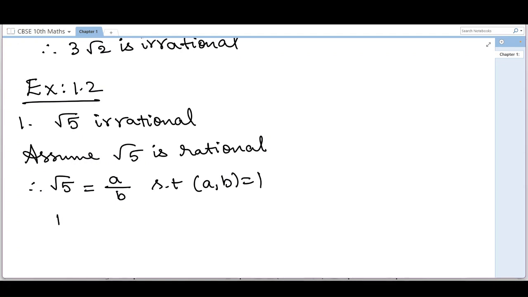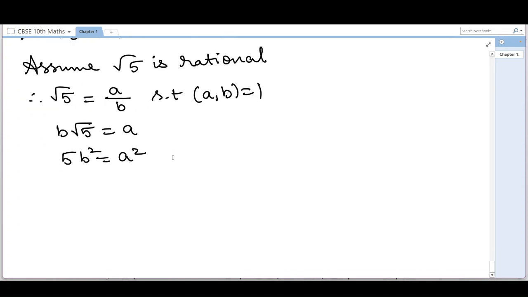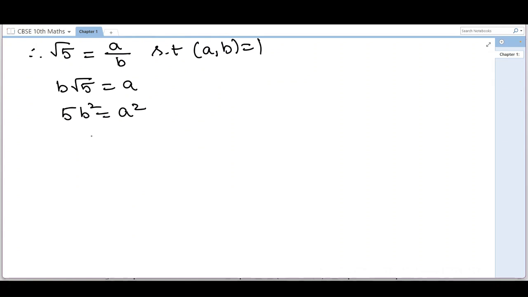So if I rewrite this, then I will get b root 5 equal to a. By squaring on both sides, I will get 5b square equal to a square. Since 5 is one of the factors of a square, in fact prime factor, I can write it as a square is divisible by 5. Since 5 is prime and it divides a square, by the previous theorem, you have to state the theorem, we could conclude that a is also divisible by 5.